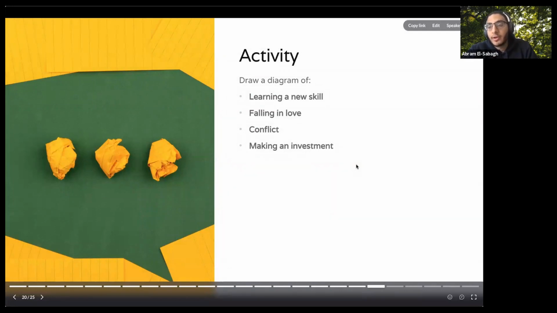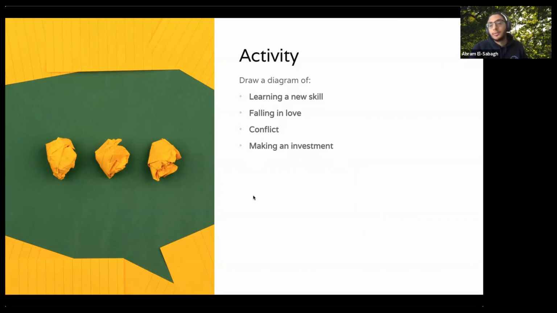All right, so the last activity we're going to do together is I want you to pick either one of these activities, or you can create your own activity around learning a new skill, falling in love, conflict, or making an investment. We want you to map what the different stocks and flows are. I've created a board for each team to do that on Miro. Any questions before we break out for one last time? All right, cool. So you've got 10 minutes for this, and then we'll close out together.